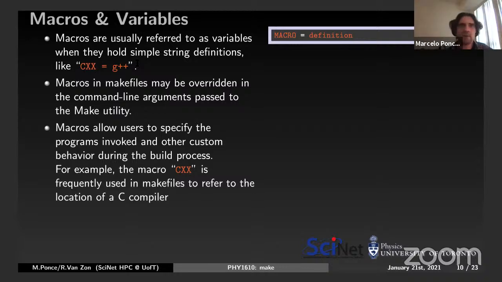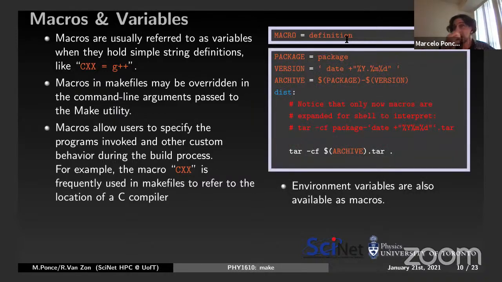And for instance, if you're using module systems like in supercomputers, many times these variables may be defined for you whenever you load the module. Now, these macros in a makefile may be overridden in the command line arguments by passing specific definitions to the make utility. Macros also allow users to specify the programs and invoke other behaviors during the build process. For example, the case that we were just discussing, CXX. The way it works is very simple. It's like a variable definition in terms of make. It's sometimes called a macro definition, but it's a word, equal, and then the definition.